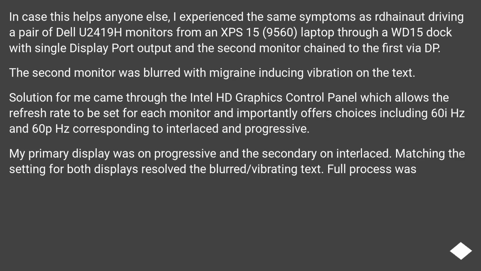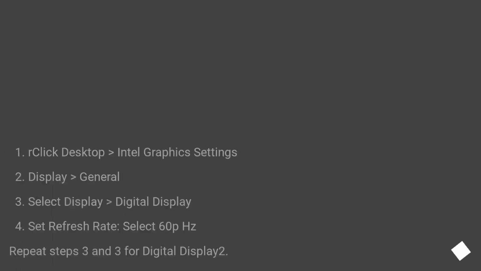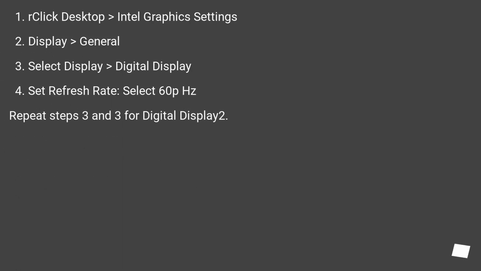Full process was: right-click desktop > Intel Graphics Settings. Display > General. Select Display > Digital Display. Set refresh rate, select 60 progressive. Repeat the steps for Digital Display 2.